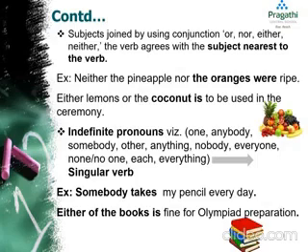Next, blindfold rule. Indefinite pronouns. If you come across one, anybody, somebody, other, anything, none, no one, each, any of these indefinite pronouns, you just simply add singular verb. Example, somebody takes my pencil every day. Another, either of the books. See, the sentence started with this. Either of the books is fine for Olympiad preparation, which means any of the books. Among so many books, any one.